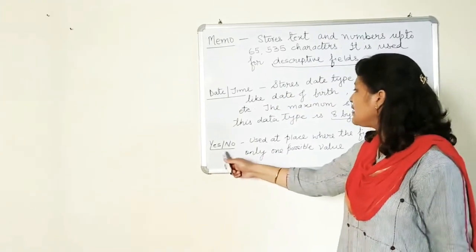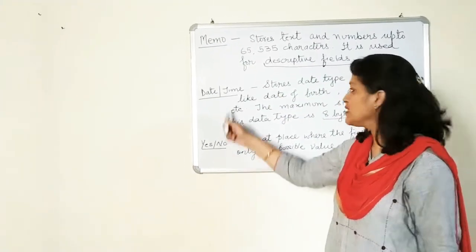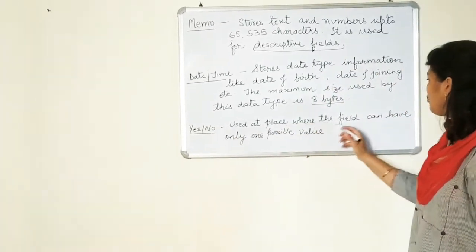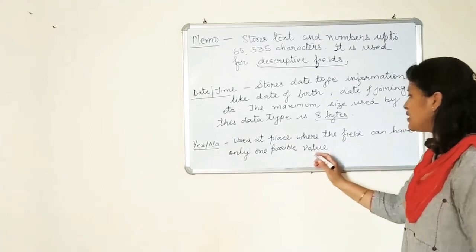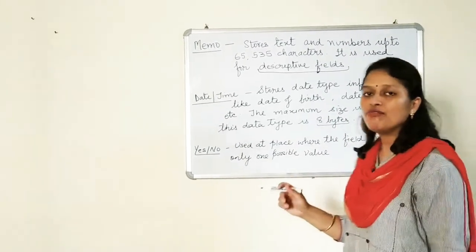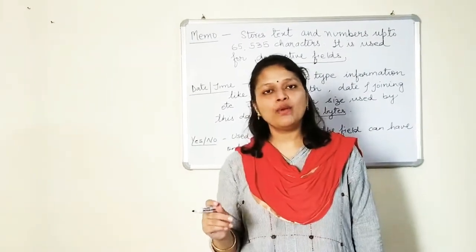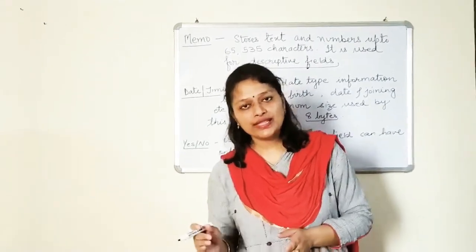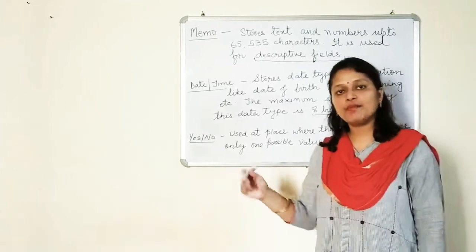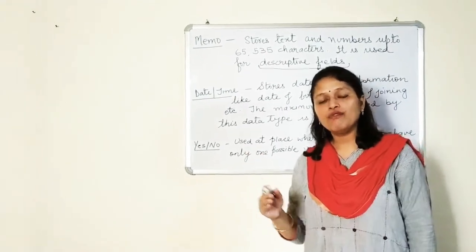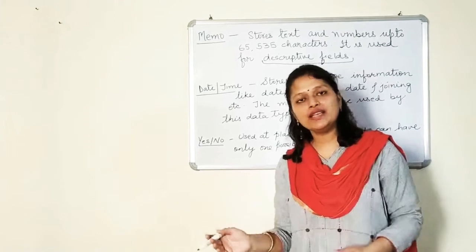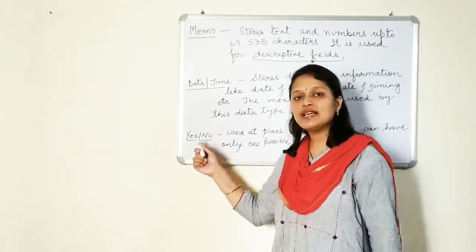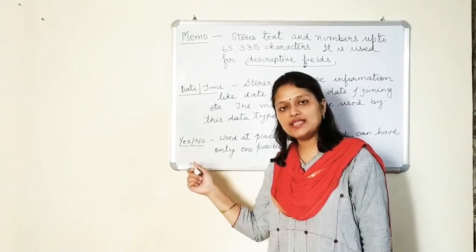And the next one is yes, no. This is the fifth data type, yes, no. It is used where the field can have only one of two possible values. Where the value you want to enter can be only either yes or no, true or false, then you can select this data type, yes/no. Where the value can be either yes or no, true or false, then you can select the yes or no data type.